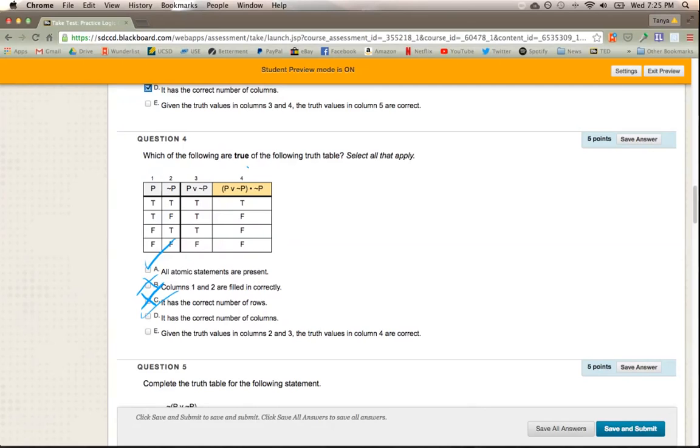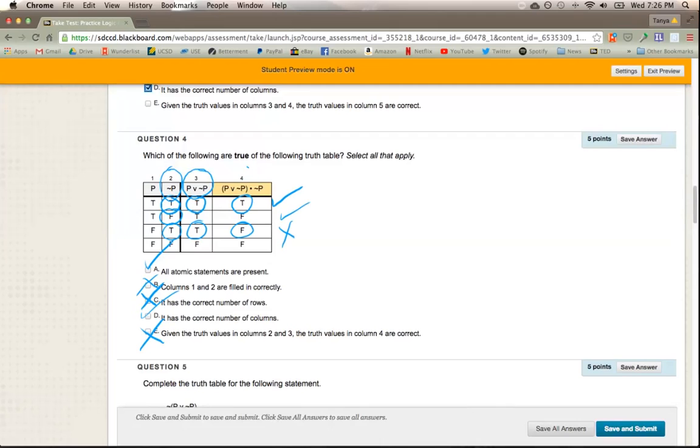Column 4 is a conjunction. It's the conjunction of 3 and 2. When is a conjunction true? There's only one way for a conjunction to be true, and that's when both conjuncts are true. So row 1 is a row where both conjuncts are true, and it's true. They're not both true here, and it's false. They're both true here, but it's not true here. That's a problem. So this is going to be no.